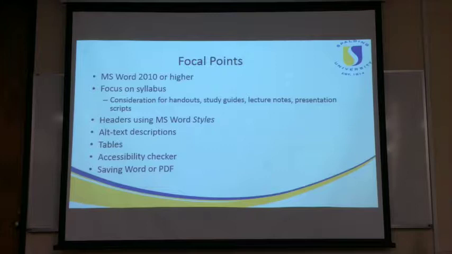Key attributes we're going to cover today that are important for your Word accessibility are headers using Microsoft Word styles. We're also going to cover alt text descriptions, especially relevant for images and tables. Then we're going to discuss setting up tables, especially in relation to alt text description as well as their header. I'll also preview the accessibility checker, which is a fantastic feature in the Word 2010 or higher Office products. And finally, I'll round out today's presentation with the difference between saving a Word document as a DOC or DOCX versus a PDF and how that may impact screen readers.